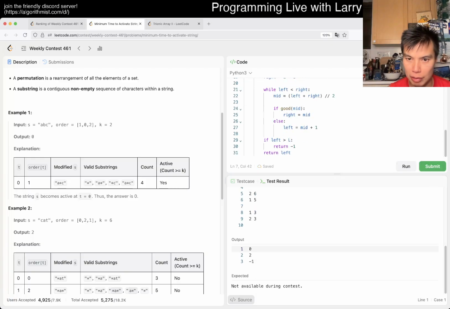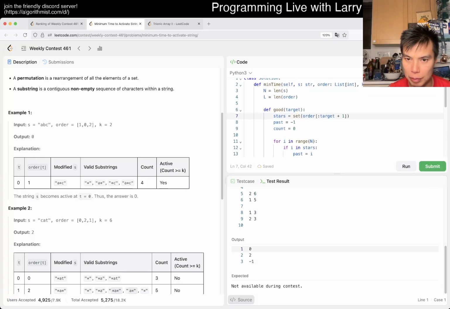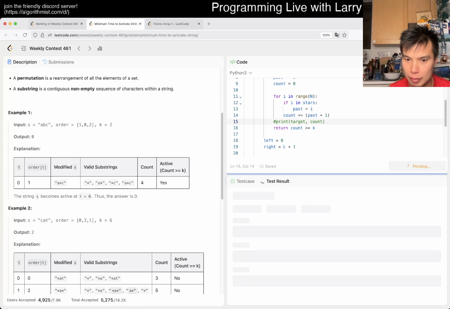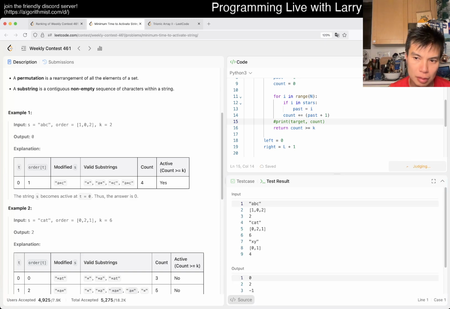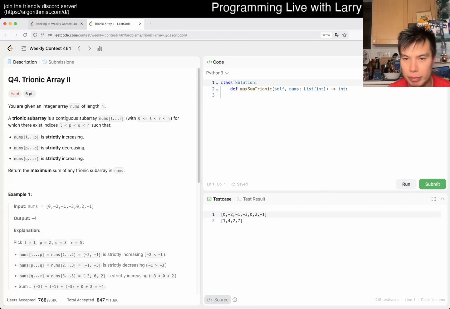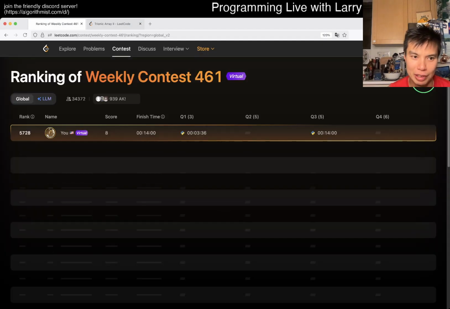0 to -1. Okay, I think that's more precise. Remove my print statement. Okay, so this is now the Q4. How are people doing? Wow, people got Q4 very quickly as well.